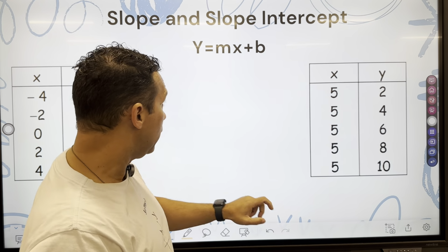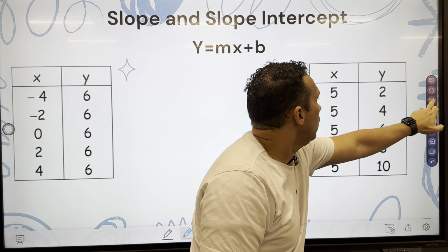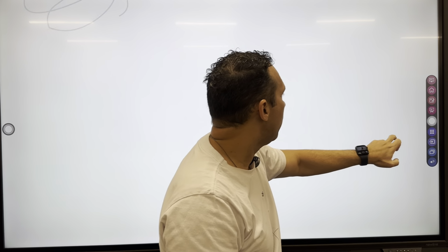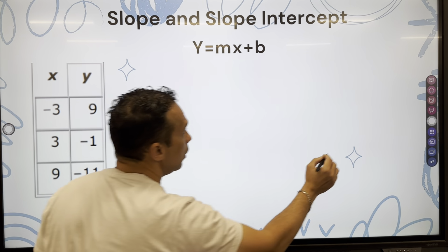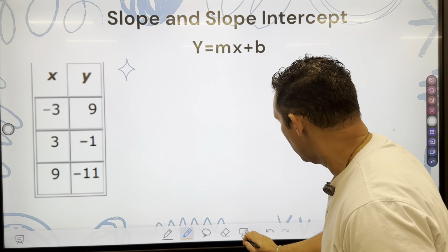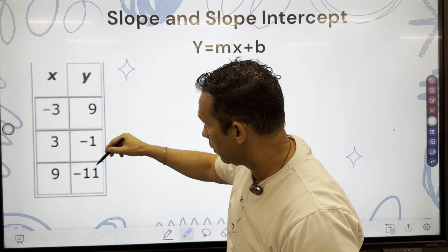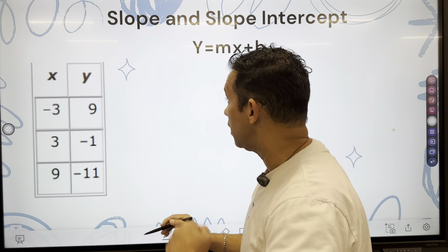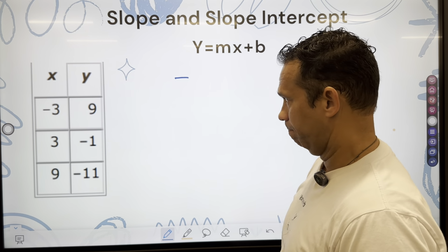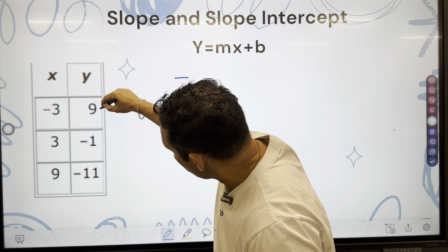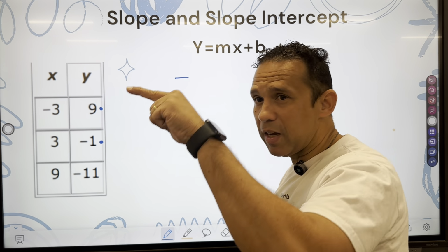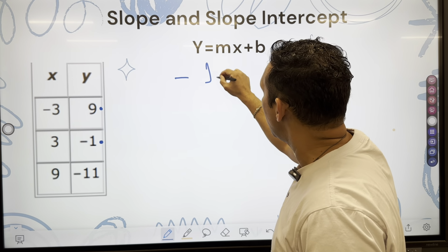Now I have the challenge for you. The challenge is to figure this out. Okay, so let's check the slope first. So first of all, y is decreasing. X is increasing. Slope will be negative. So what is the distance, for example, between 9 and -1? If we count down, we know it's going to be 10.